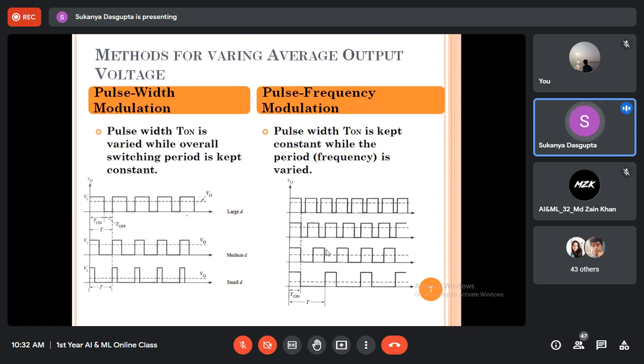So there are many other technologies by which we can obtain the variable DC by using power semiconductor devices or by using power converters, but chopper circuits are the most suitable type of converters because they use only a fixed DC source voltage. Only a fixed DC source voltage like a battery cell is required here as the source voltage.